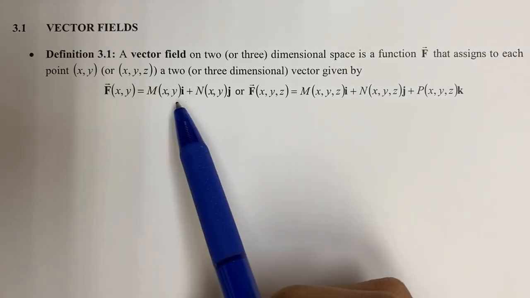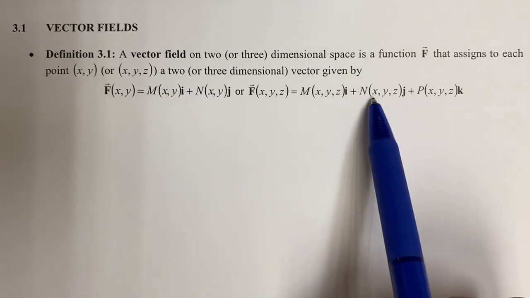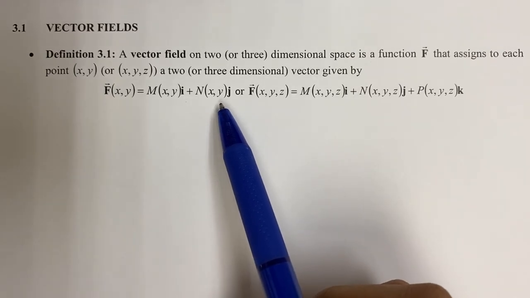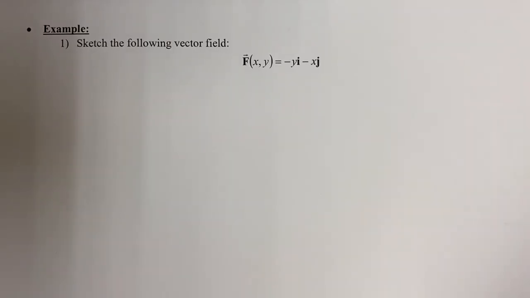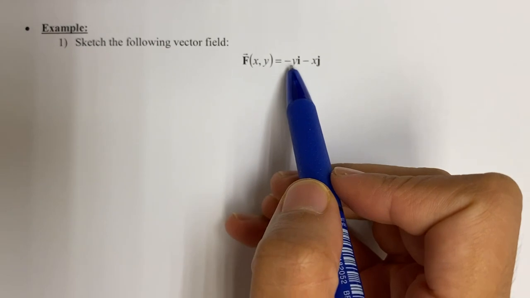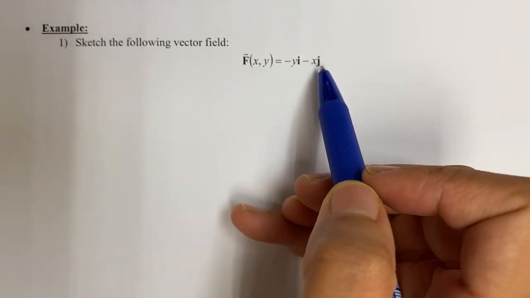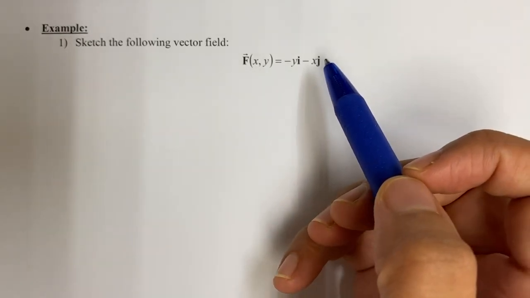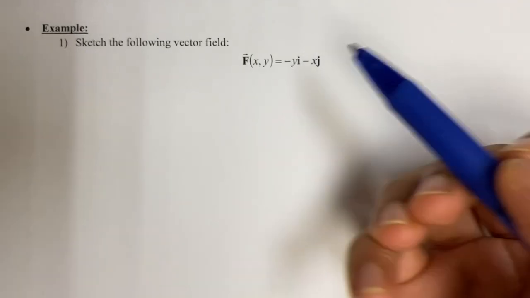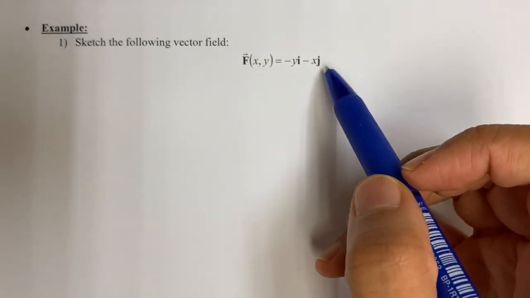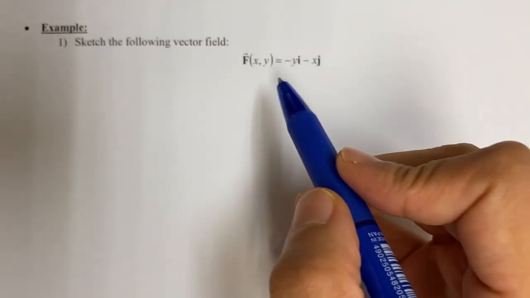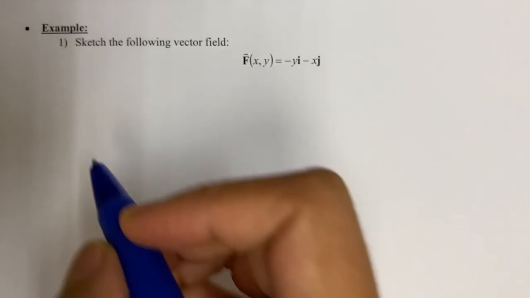So this is the difference between 2-dimensional and 3-dimensional. For 1-dimensional, you have x(t) i plus y(t) j, for example. Okay, we have one example here. If you are asked to sketch the following vector field given F(x, y) equals minus y i plus minus x j. So i and j are the directions of your x and y axes. So i refers to the direction for the x axis, while j refers to the direction for the y axis.